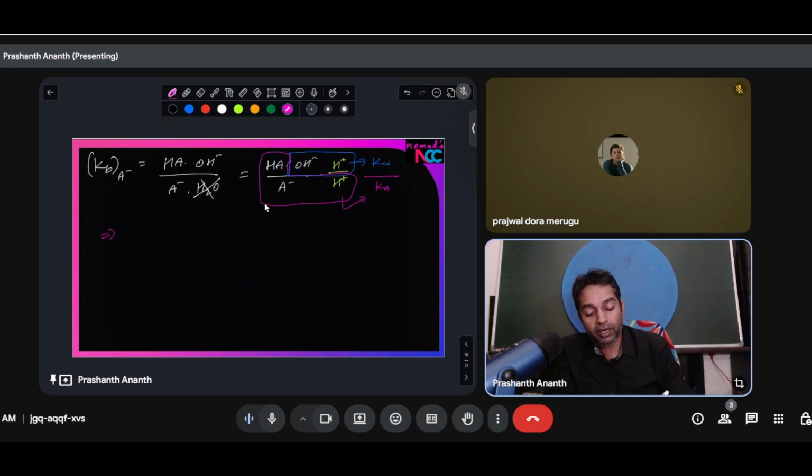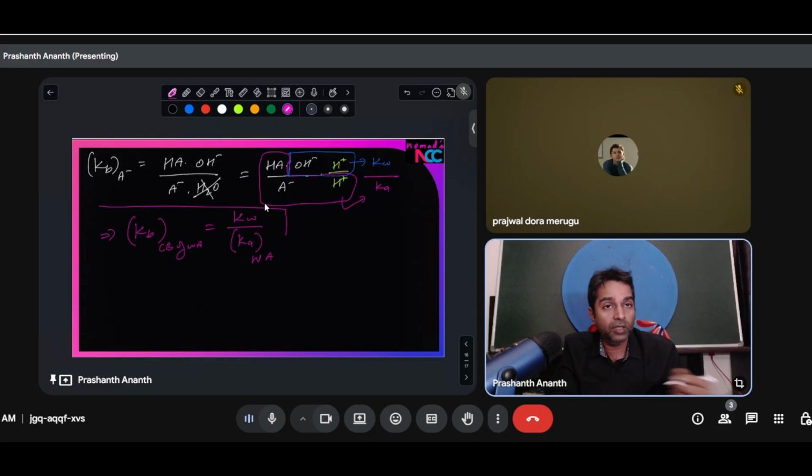Meaning we can now write Kb of my conjugate base of a weak acid is going to be Kw divided by Ka for the parent weak acid which we were considering. This is going to be the expression here. So now let us try to understand how this works out mathematically over here. If I am going to be considering this working out mathematically, the Ka for this is going to be something which is for a weak acid.